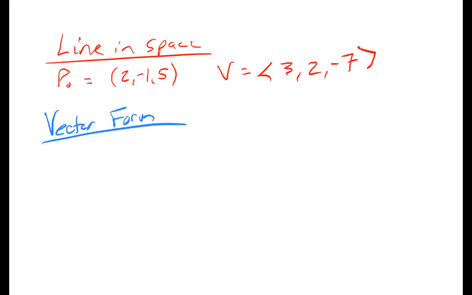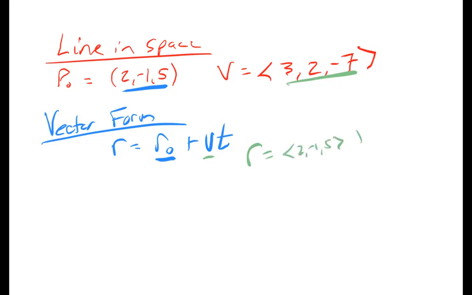Well, that says r equals r sub 0 plus tv, or vt, whatever. Well, this is our initial point, which is right there, and this is our vector, which is right there. So this is just a matter of saying r is the initial point plus t times the direction vector. That would be the equation of that line through that point in that direction.